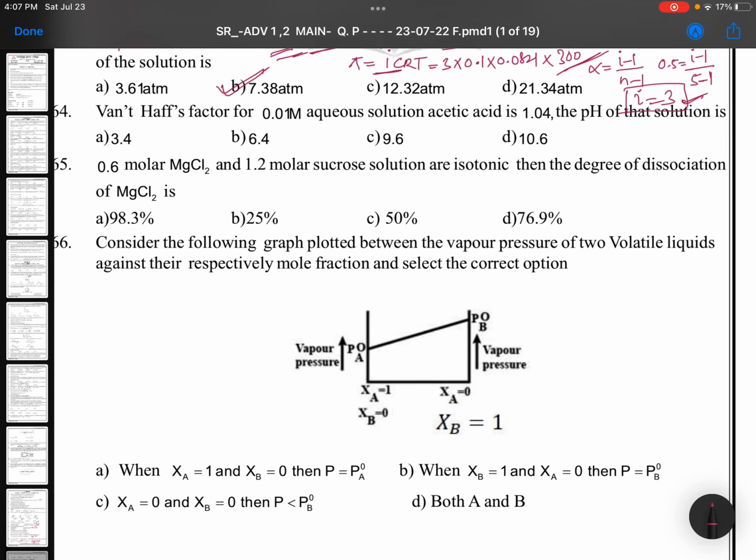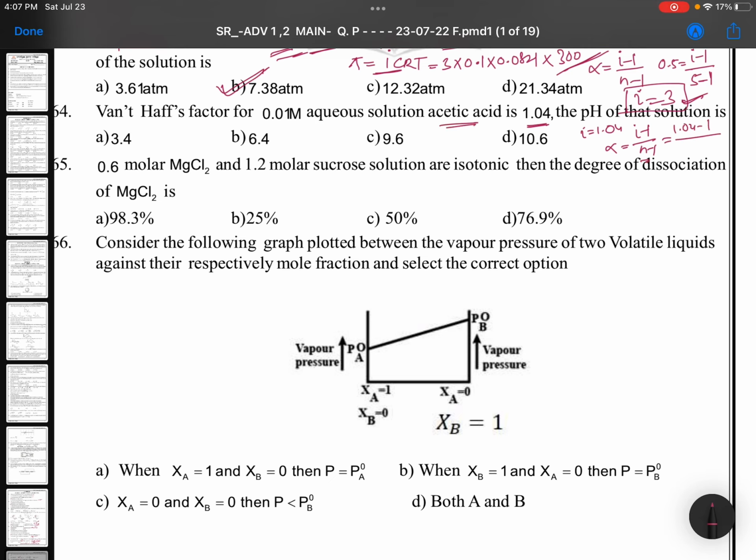Van't Hoff factor for 0.01 m aqueous solution of acetic acid is 1.04. The pH of that solution is? Van't Hoff factor is given, i is equal to 1.04. So alpha can be calculated. Alpha is equal to (i minus 1) by (n minus 1), i is 1.04 minus 1, by n minus 1.